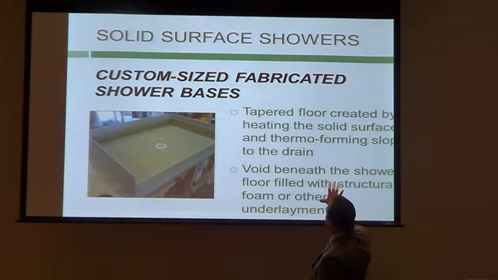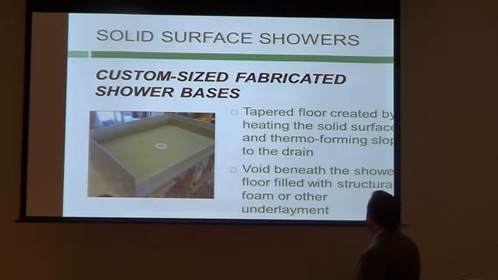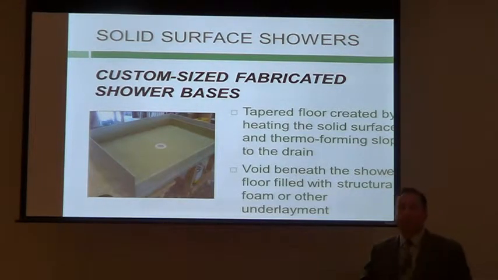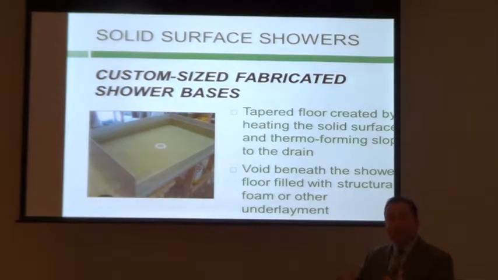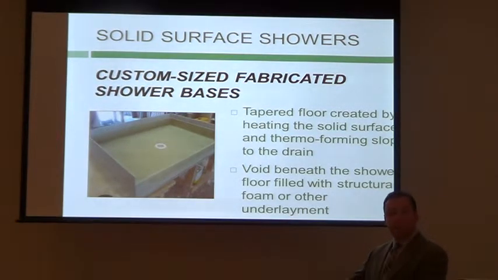If you think about what this picture is starting to show, you can see there's a variety of elements. But before I show you that, let's take a look at this: a tapered floor created by heating the solid surface and thermoforming to the drain. Solid surface can be malleable when it's heated up to about 220, depending on the brand. So essentially, I can put it into an oven and it becomes pliable. I can then set it into a shape that allows me to achieve taper to my drain location.